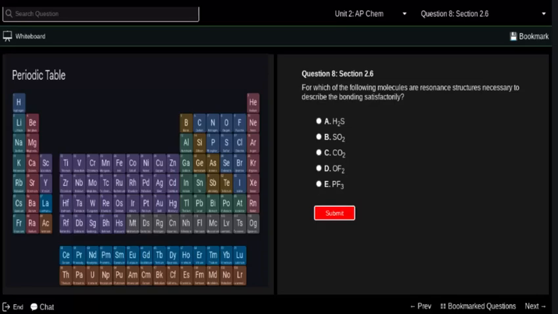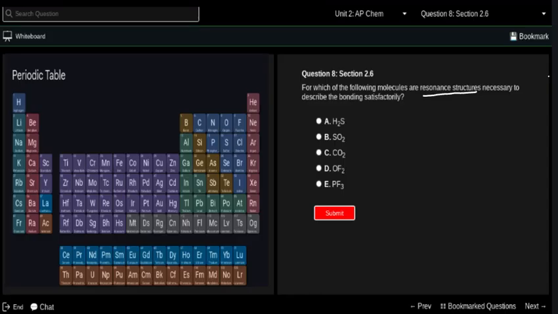For which of the following molecules are resonance structures necessary to describe the bonding satisfactorily? So, what is a resonance structure? Basically, you can have resonance structures for some of these molecules if there's multiple ways of drawing the Lewis structures.